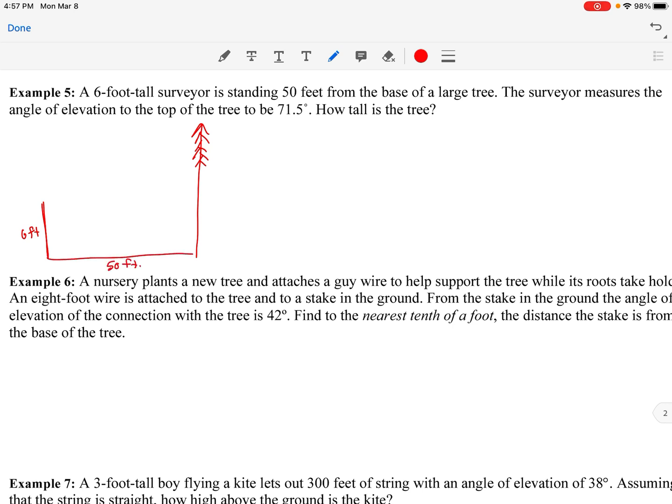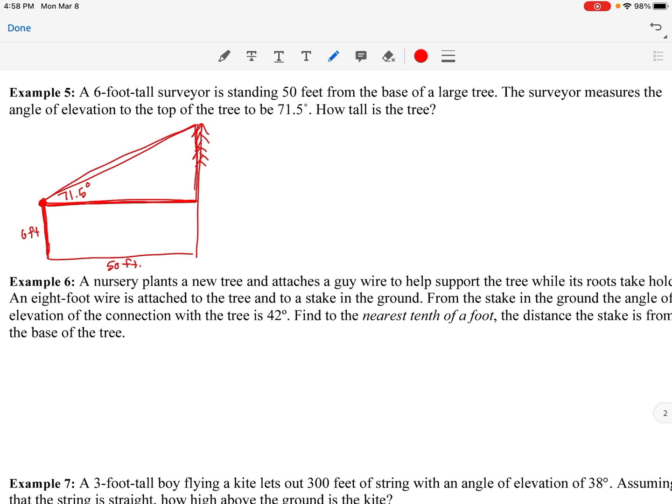Okay, so we know these are 50 feet away. The surveyor measures the angle of elevation to the top of the tree. And so when you're using a surveyor, it's from here. It's on a stand. So the surveyor measures the angle of elevation to the top of the tree. So from here to here, so this is kind of where our triangle is going to be, 71.5 degrees. So from the horizontal, remember, angle of elevation has to be next to the horizontal line. And then the question is, how tall is the tree?